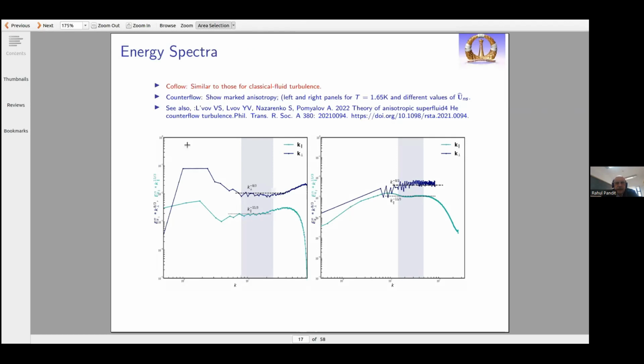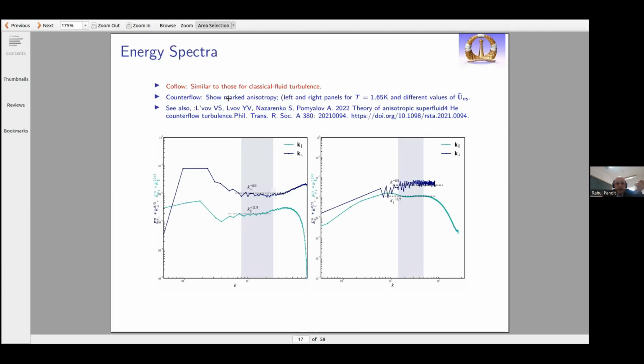The first thing to note is, of course, the energy spectra for the co-flow case look very much like those of classical fluid turbulence. In fact, for a long time, people have said, going back to experiments, that there is very little difference between superfluid and classical turbulence. Now, of course, you can always find things which agree and things which don't. So co-flow spectra look very much like their classical fluid turbulence counterparts.